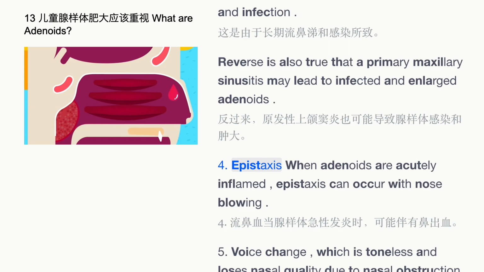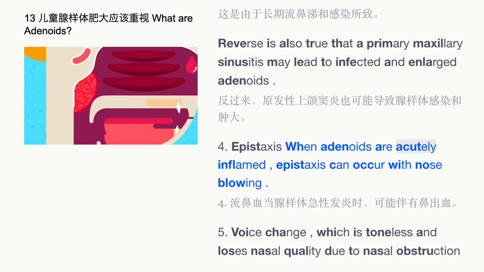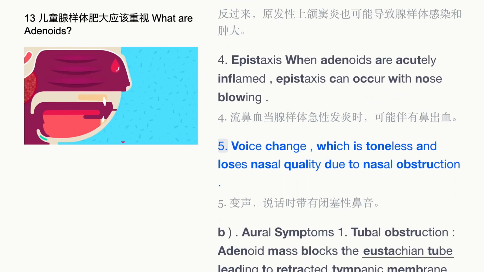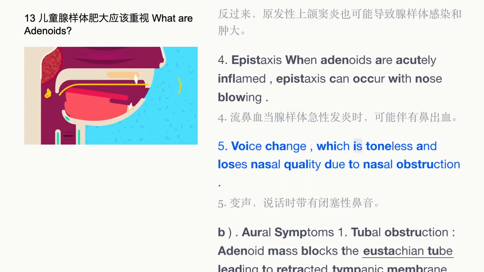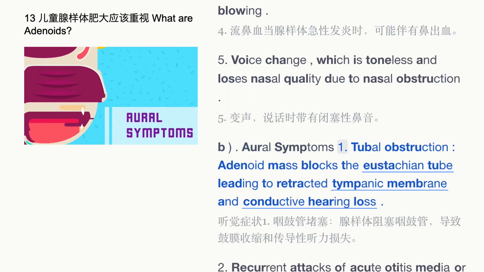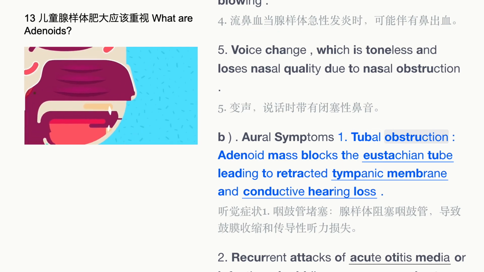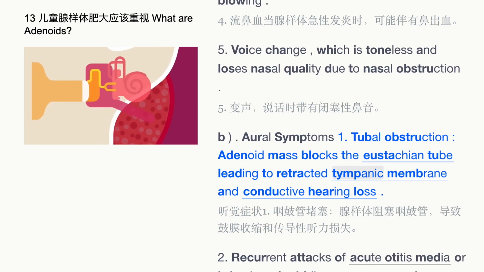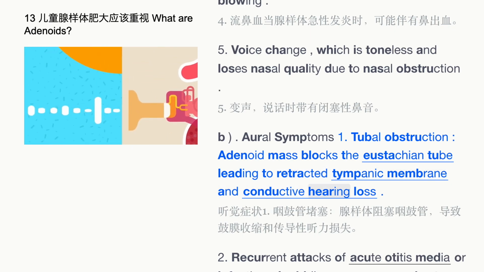4. Epistaxis. When adenoids are acutely inflamed, epistaxis can occur with nose blowing. 5. Voice change, which is toneless and loses nasal quality due to nasal obstruction. B. Ear symptoms. 1. Tubal obstruction. The adenoid mass blocks the eustachian tube, leading to retracted tympanic membrane and conductive hearing loss.